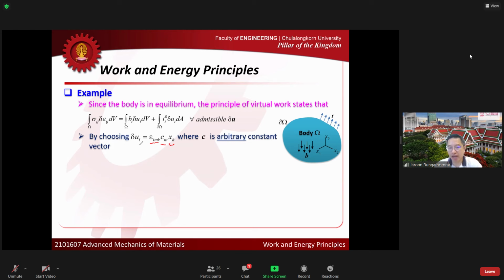One thing that you have to be careful about: someone just omitted this constant, for example, and said that delta ui equals the product between epsilon imk and xk. Can anyone tell me here why this one is wrong?